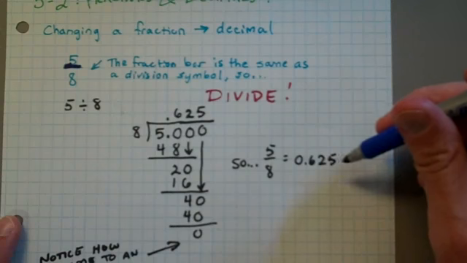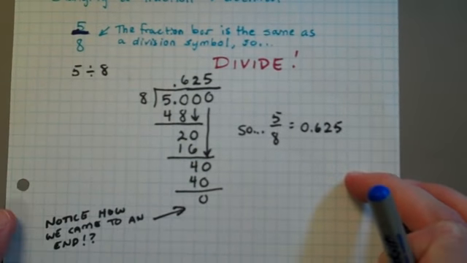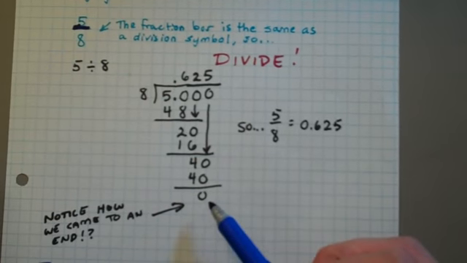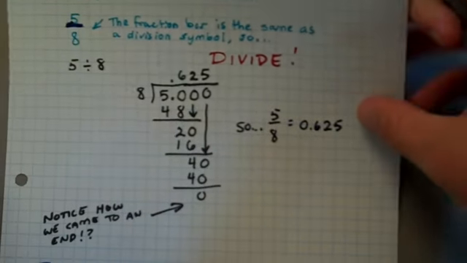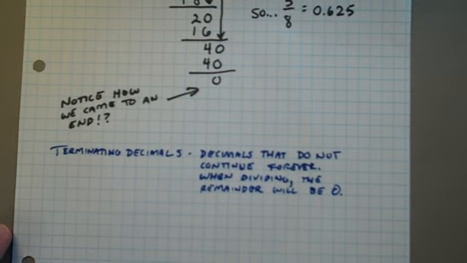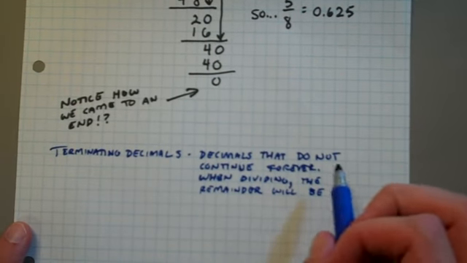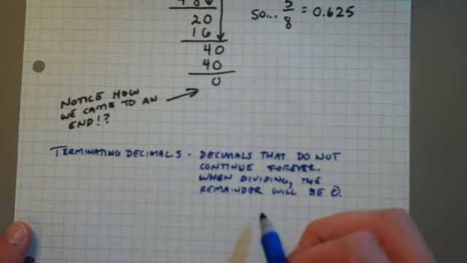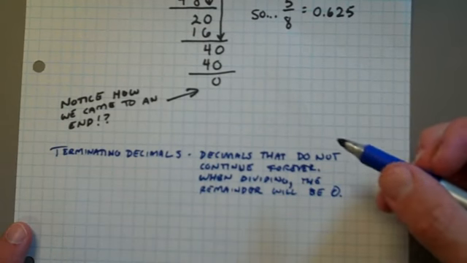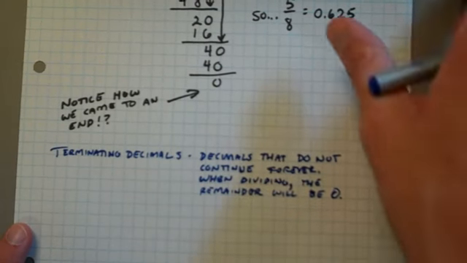So 5/8 is 0.625. Now notice how this came to an end. There was a remainder of 0. Well, that means that this decimal has a special name. It's called the terminating decimal. Decimals that do not continue on forever. So when you're dividing, like we did above, okay, the remainder is going to be 0.